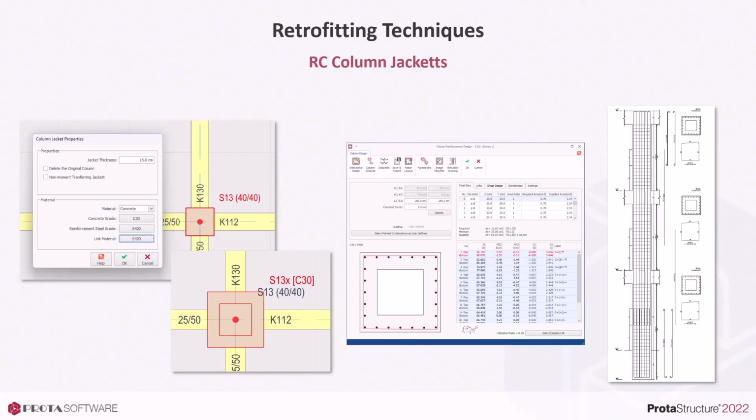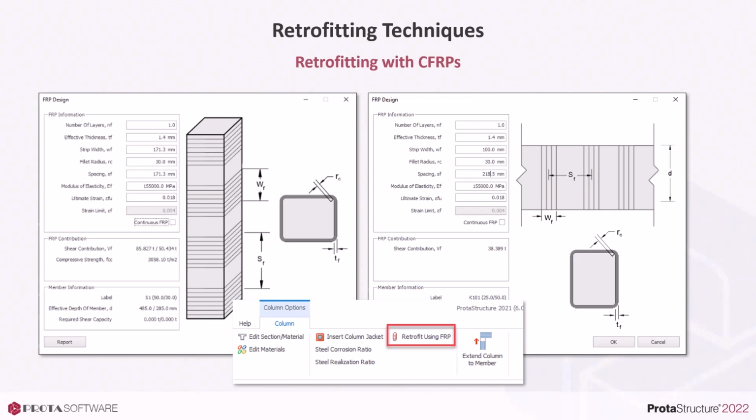When a column jacket is introduced, ProtaStructure inserts a second column at the same location of the existing column. The reinforced concrete jacket has the new material grades and it has a hollow section geometry. The jacket can be reinforced similar to the normal columns. ProtaStructure is also capable of retrofitting and assessing beam and column members confined with carbon fibers. The CFRP confinement has a positive effect on shear resistance and axial load capacity of members.